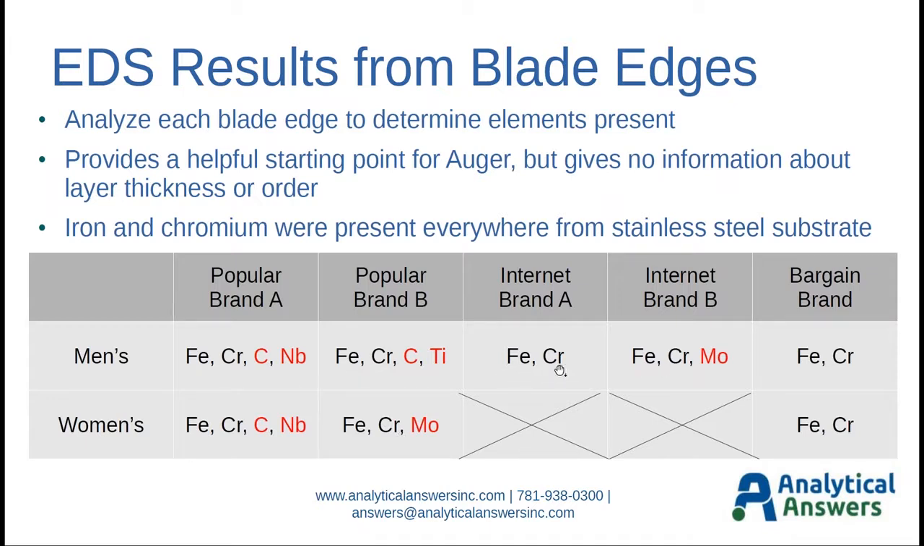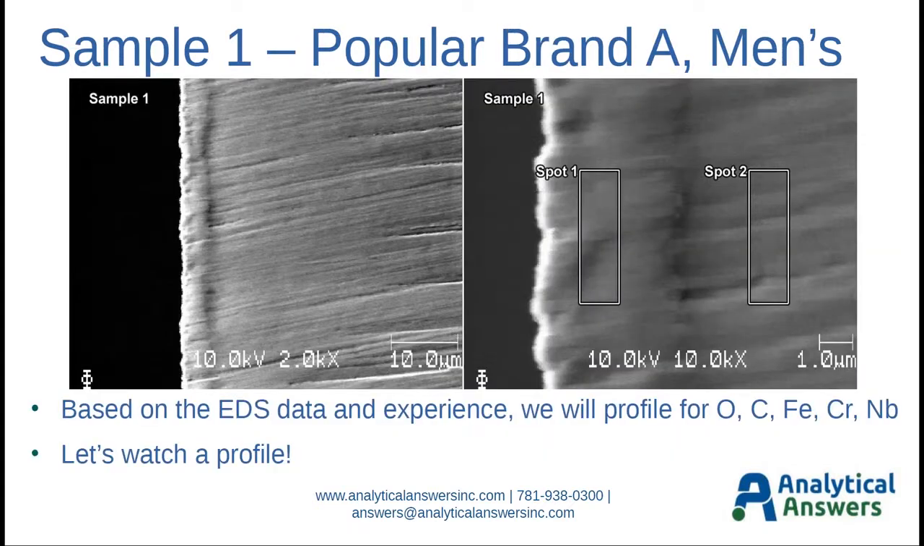When we look at the internet brands, we see basically iron and chromium with just a little bit of moly in internet brand B, and the bargain brands were iron and chromium. Now, just looking at the EDS data, you might think that a lot of these ones that just show iron and chromium, or iron, chrome, and moly, might not have much of a coating on them or might be just bare stainless. Especially you might expect that of the bargain brands. But we're going to find out by doing the rest of the Auger analysis.